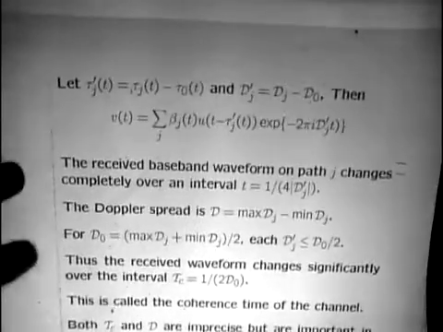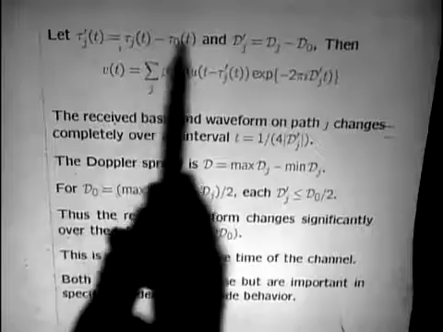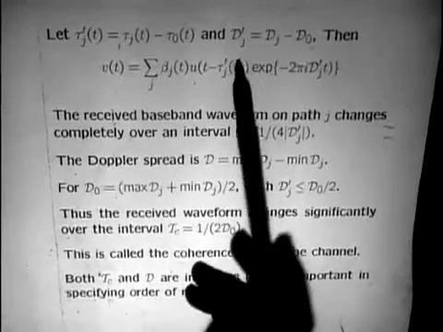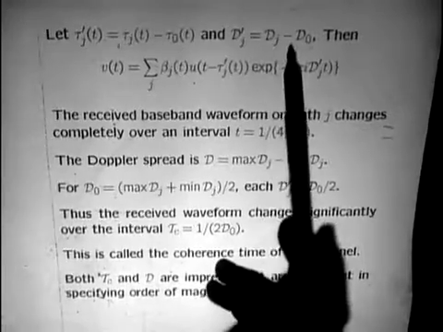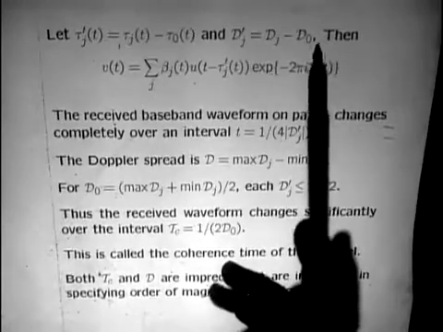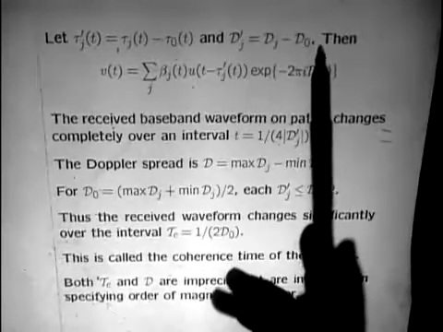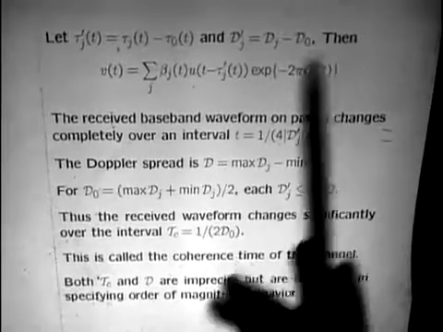Okay, to make the expression a little bit easier, let me look at tau j prime of t as tau j minus tau 0, and let me look at the Doppler differential as the Doppler that actually occurs on path j minus what the receiver thinks the Doppler is. This is the receiver term that we've demodulated by, and therefore we've really gotten rid of this term.